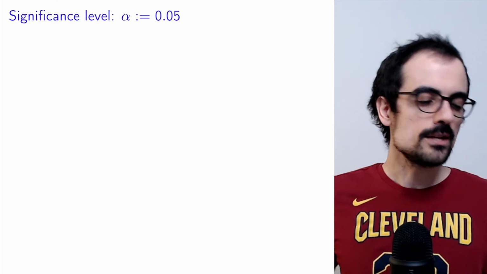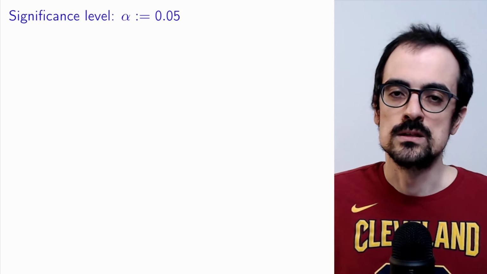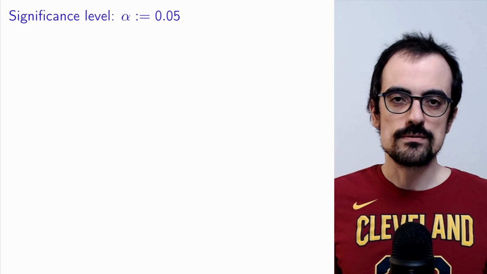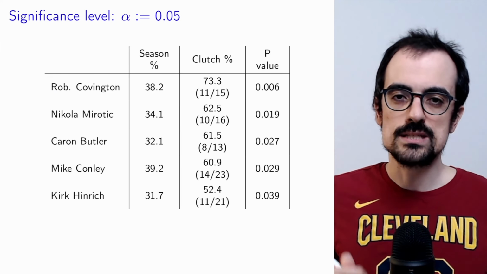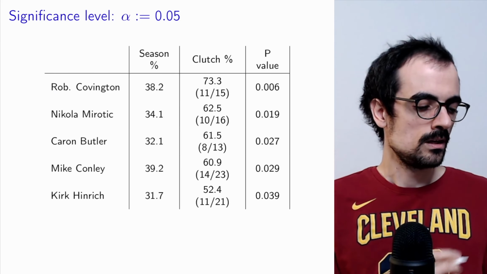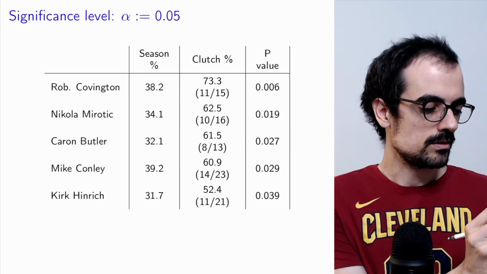When we look at the p-values, if we set the significance level to be 0.05, we see that there's 5 players for which the p-value is below that threshold. The most convincing is Covington.